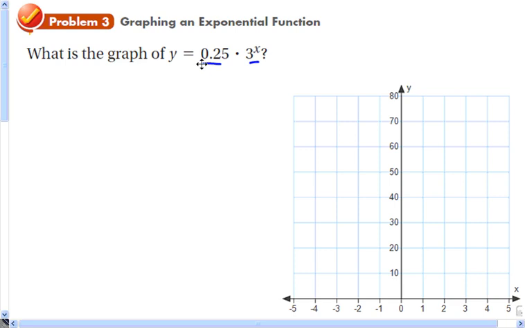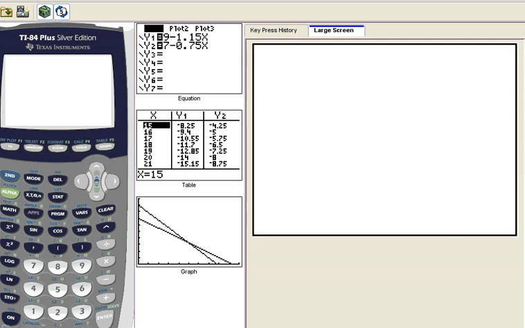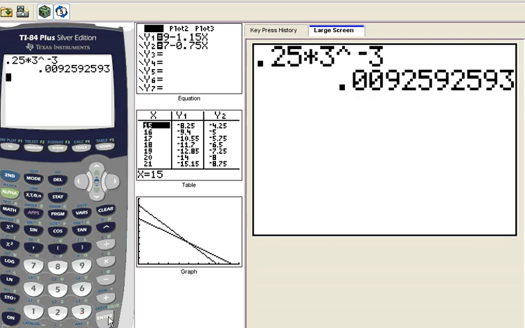On my calculator, I'm going to set this up, x, y, and try some negative values: negative 3, negative 2, negative 1, and see what happens. So the function is 0.25 times 3 to the x. We'll start at negative 3. 0.25 times 3 caret, and we're going to put negative 3 for our power. Enter. Well, that's a really little number like 0.009. That's going to be hard to graph. Essentially, it's right down on the x-axis almost.